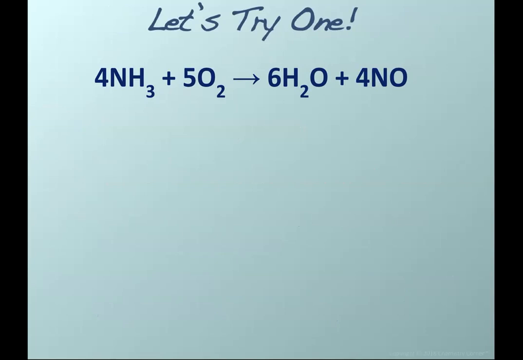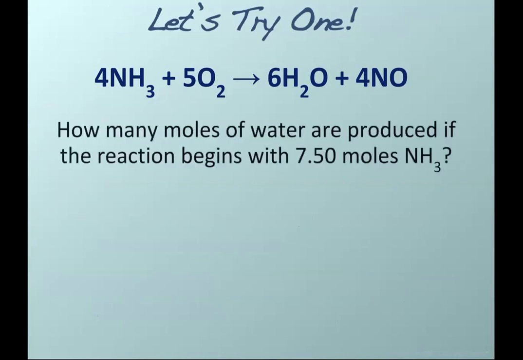If you look at all the different parts, there's 4 N's on this side, 4 N's on this side. There's 12 H's on this side, 12 H's on this side. There's 10 O's and there's 10 O's. So everything is balanced. How many moles of water are produced if the reaction begins with 7.50 moles of NH3?